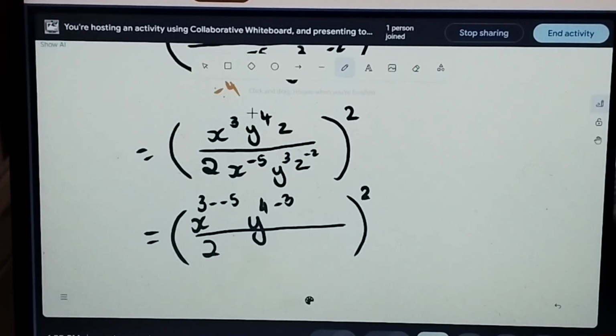With the x, the x has the 3 minus the minus 5, the y has the 4 minus 3. Okay, cool. I'm with you now. The last one is the z. Even though this z looks like it doesn't have a power, it does. The power is 1, but we never write the power 1 because it's just assumed that it's there. And even though it's just a 1, it's still bigger than minus 2 because a positive number is always bigger than a negative number. So even the z's are going to stay at the top. So I'm going to have z to the 1.